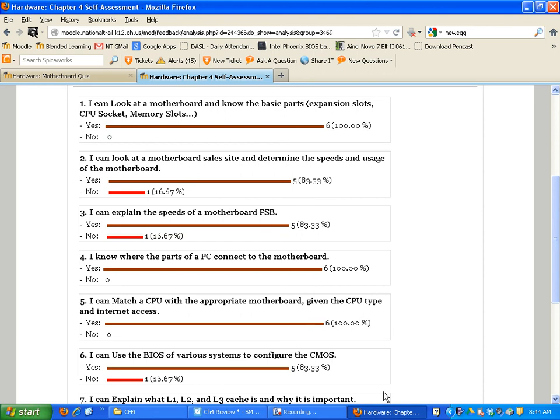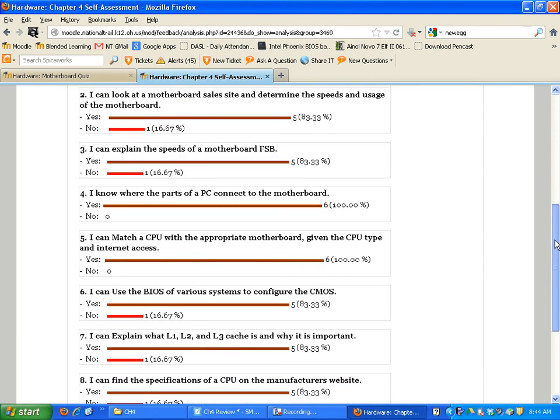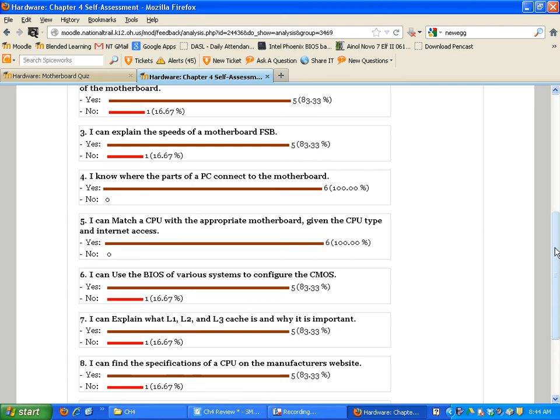I can match the CPU with the appropriate motherboard, given the CPU type and internet access. In other words, what I'm saying is, I found this CPU and I found this motherboard. Can I use them? What's the first thing I have to look at? The CPU, like the 1155. I have to look at the socket type. They both have to have the exact same socket. Don't just look at the motherboard and say it takes Intel, and this is an Intel CPU. I guarantee you I'm going to give one that's a 2011 and an 1155, or 750, 775. They're not going to match.